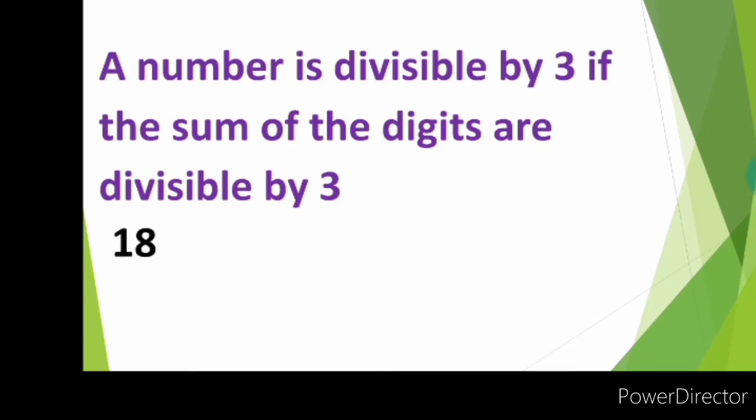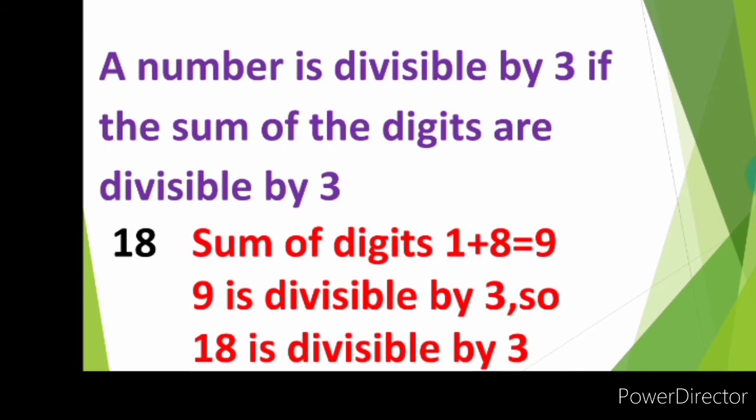We have 18, for example, you are given 18 to divide. Let's see if 18 will be divisible by 3. What do we do? We say 1 plus 8. 1 plus 8 gives us 9. And 9 is divisible by 3. So it means that 18 is divisible by 3.